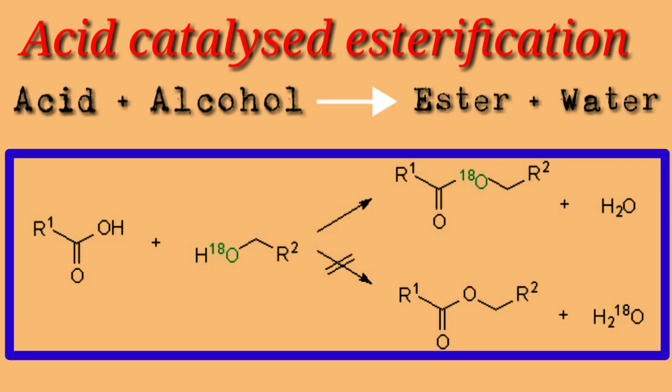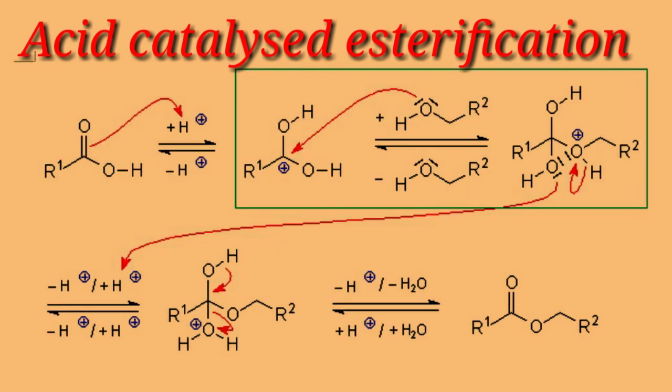In the end of the reaction, the 18 oxygen isotope is exclusively found in the ester and not in the water. This in turn indicates that a nucleophilic attack of the alcohol's oxygen atom on the carboxylic acid carbonyl group has occurred, and that the alcohol proton has subsequently been cleaved off during the mechanism.